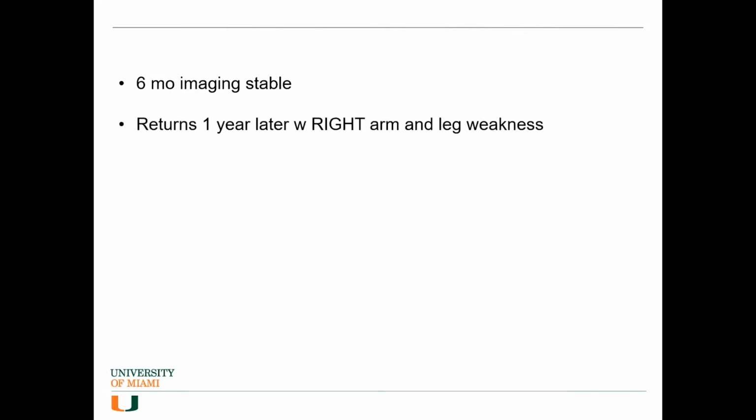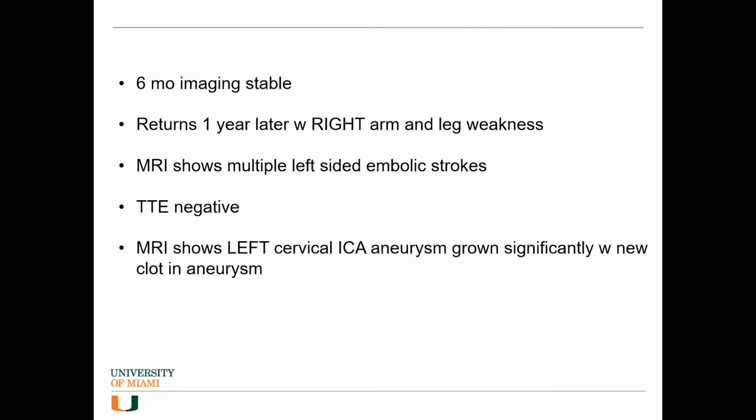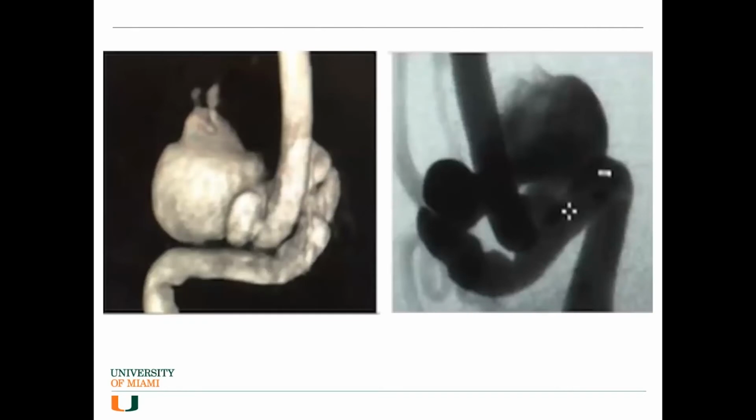Then she returns at 1 year. Now she's got new right arm and leg weakness. Again, the MRI shows multiple left-sided embolic strokes. The TTE is negative. The MRI also shows that the left matching ICA aneurysm has grown significantly with new clot in the aneurysm. We got transcranial Dopplers with an emboli detection study, which showed multiple emboli over 30 minutes from the left ICA aneurysm. So this is that one.